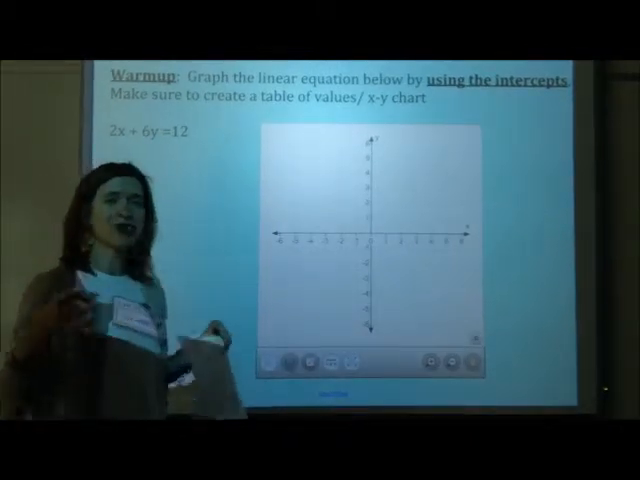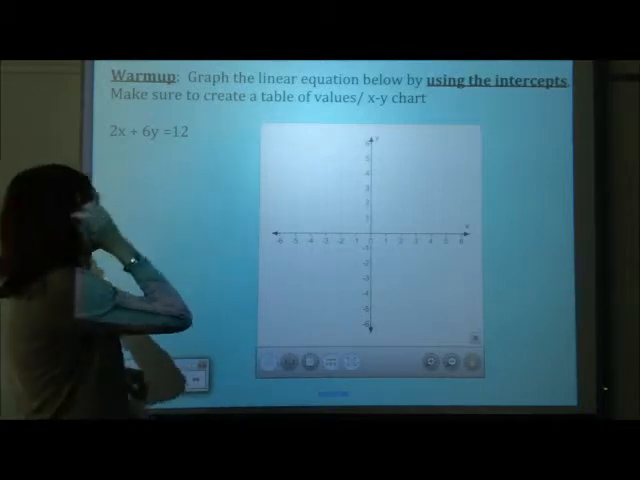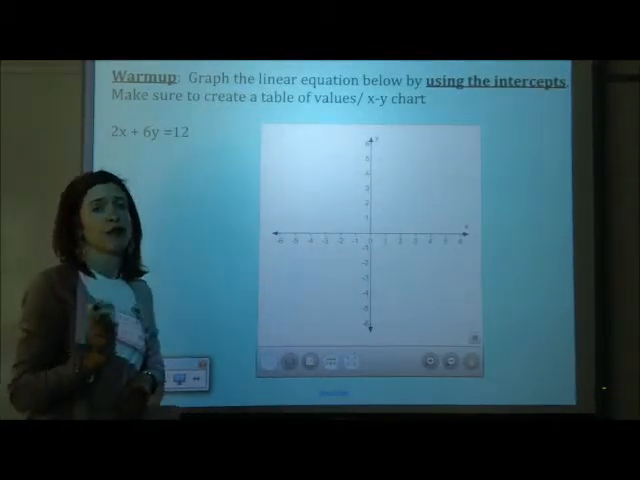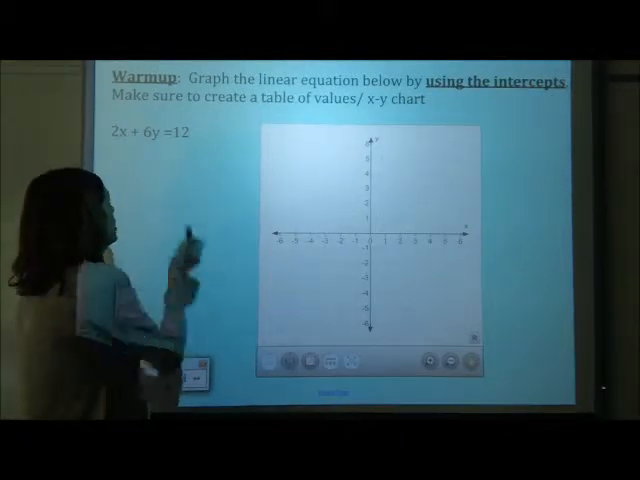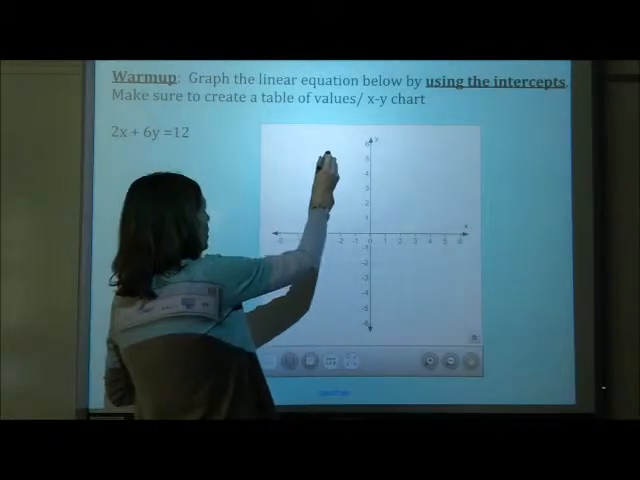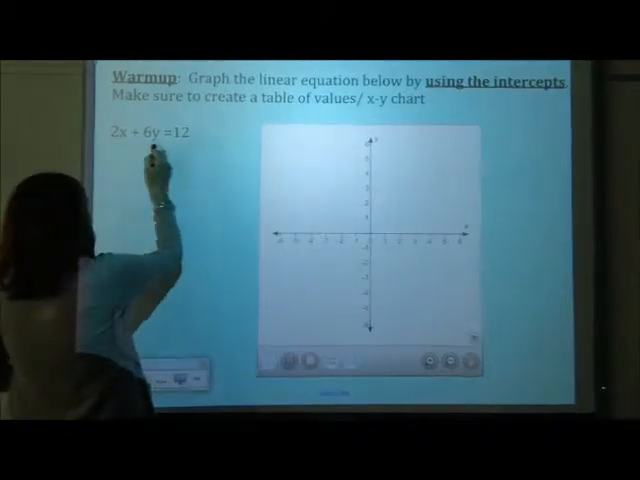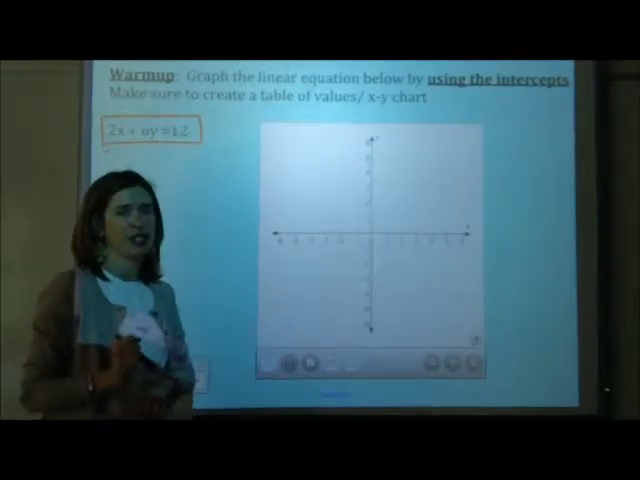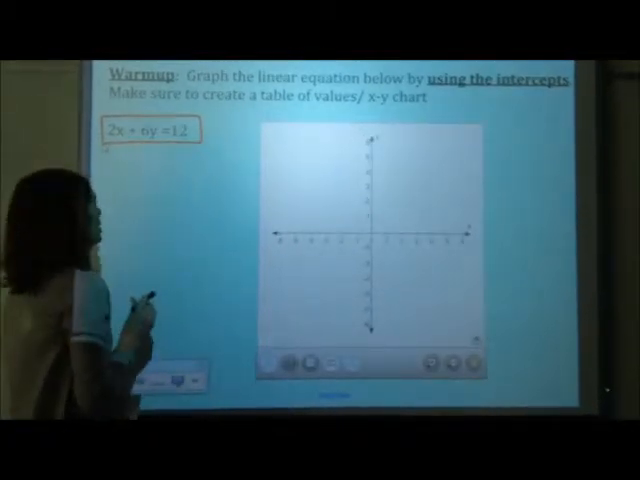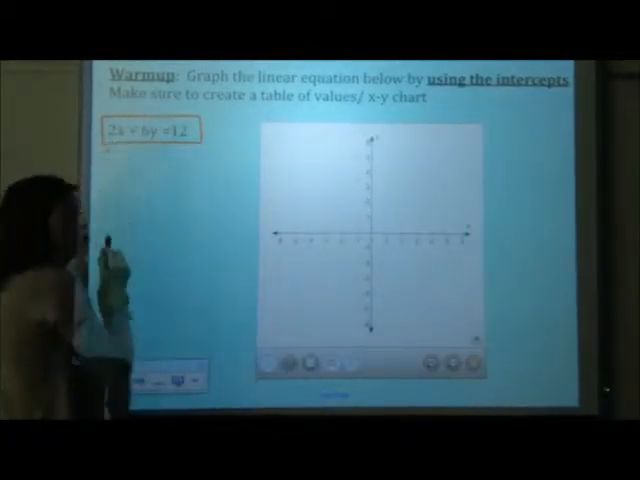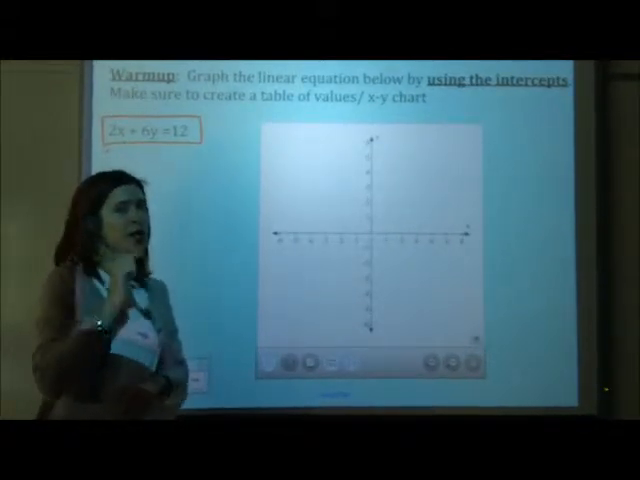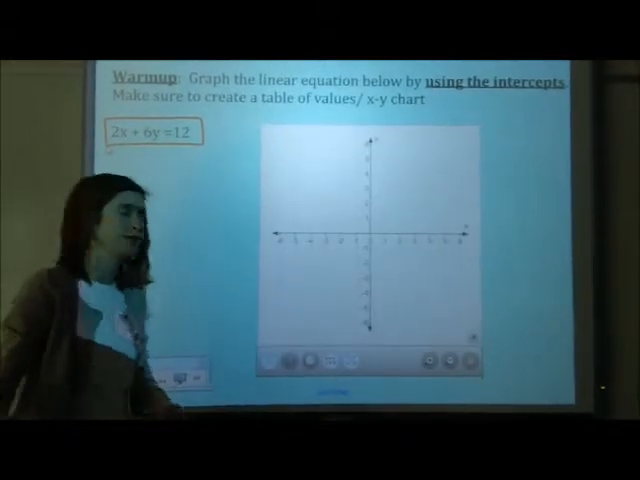We're going to start actually with a warm-up today. Why a warm-up? Because I just want to make sure we don't forget how to graph either using a table of values or using the intercepts. So the warm-up says graph the linear equation by using the intercepts. Remember, I really want you to be able to identify why that's a linear equation. And it's a linear equation because the highest exponent for both the x and the y is 1, okay? So you're going to have to be able to tell me how you can tell if something's linear.